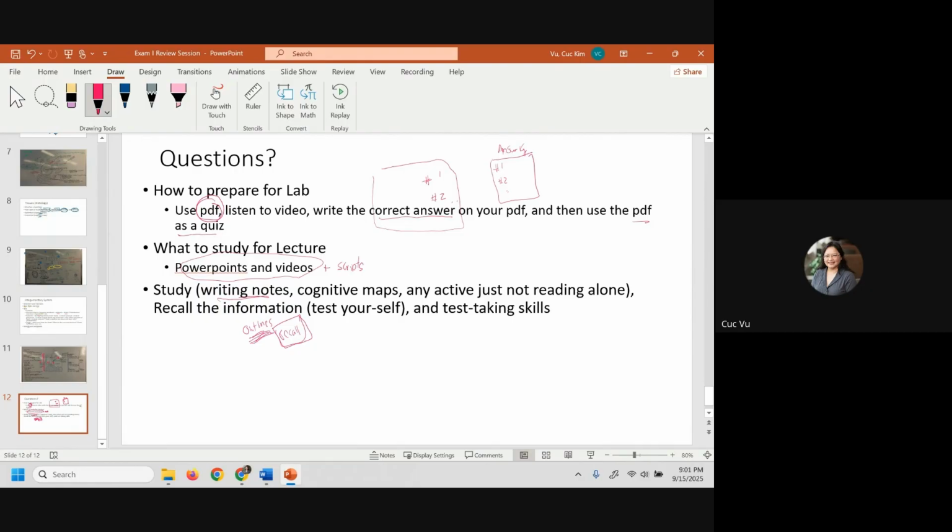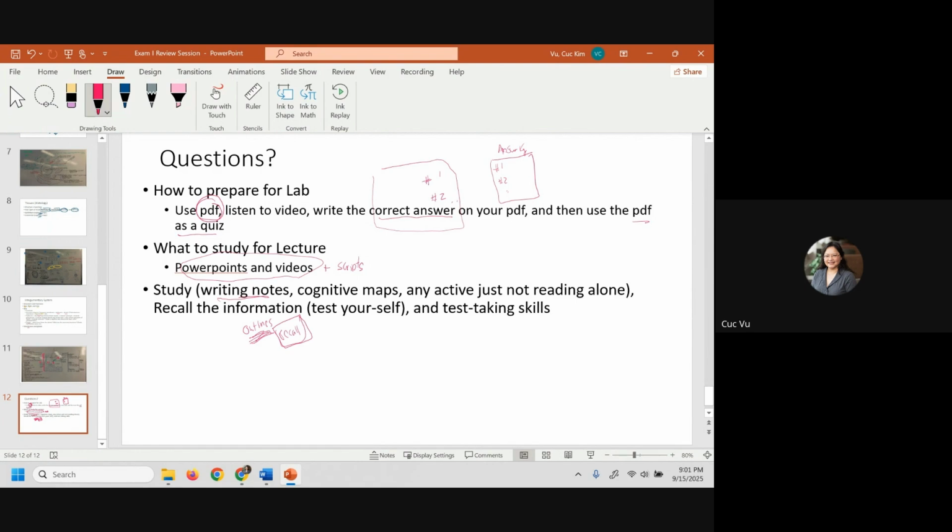So rewrite your notes, use cognitive maps, be active, don't just read. If all you're doing is reading, you're not going to remember it. Okay? I know there's certain circumstances where you don't have time and all you can do is read. That's cool. If that's the case, one suggestion would be to listen to the video. Okay, listen to the video when you're driving, or if you have a spare minute here and there, do Quizlet.